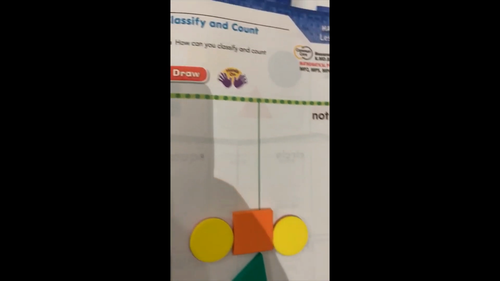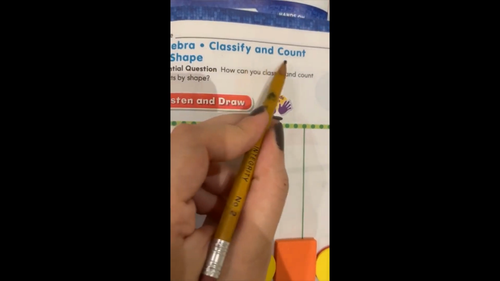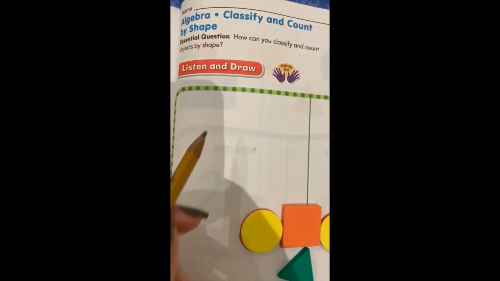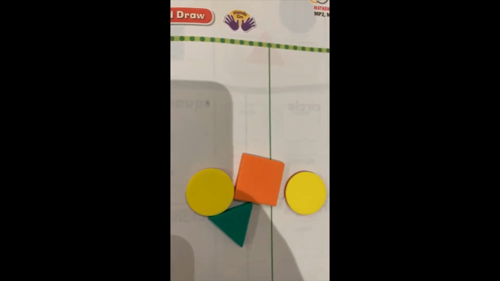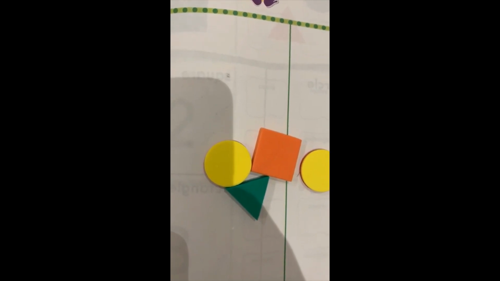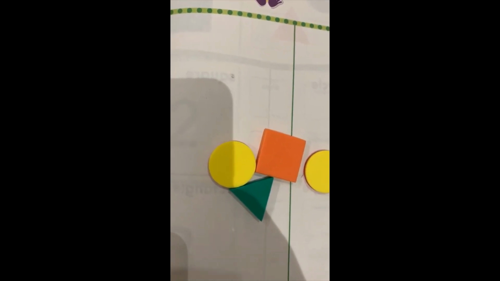In Math Book page number 693. Today we will classify and count by shape. For example, if Mona has shapes and she wants to classify them into two sets, which flat shape will you choose? For example, I will choose a circle.